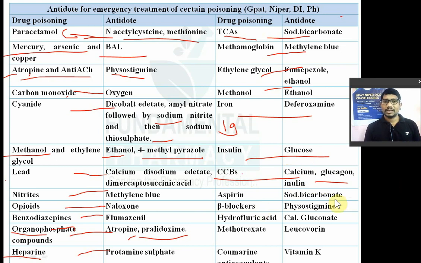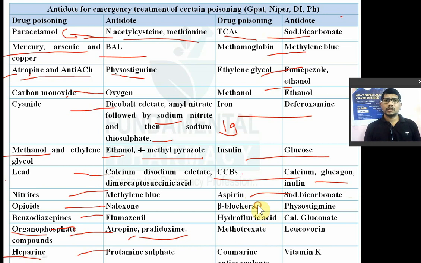In case of aspirin poisoning, sodium bicarbonate is used as an antidote. Aspirin will cause systemic acidosis. एस्पिरिन का पॉइजनिंग अगर हो गया तो एसिडोसिस हो जाएगा, एंड टू डिक्रीज दैट सोडियम बाइकार्बोनेट इज अ बेसिक कंपाउंड.